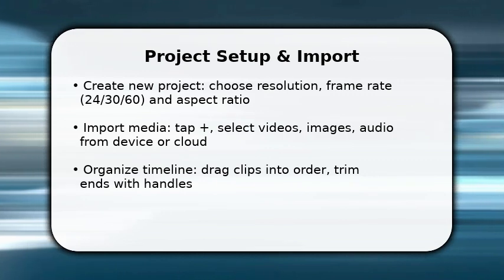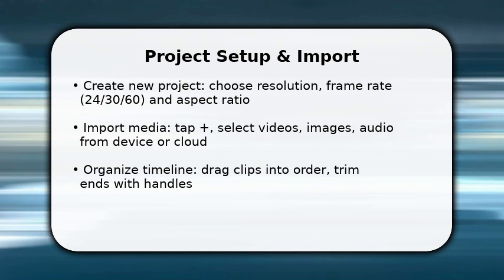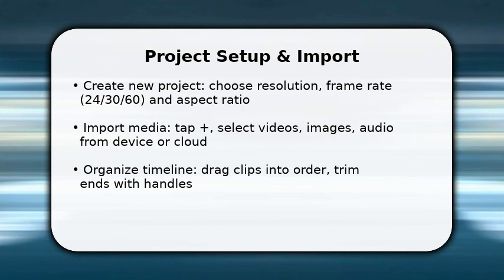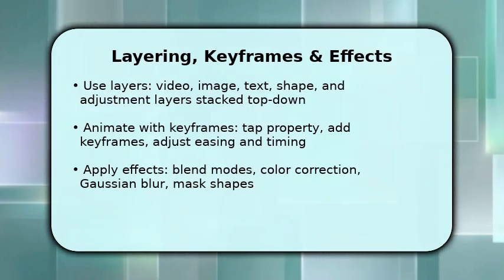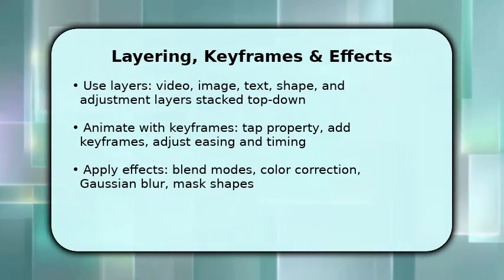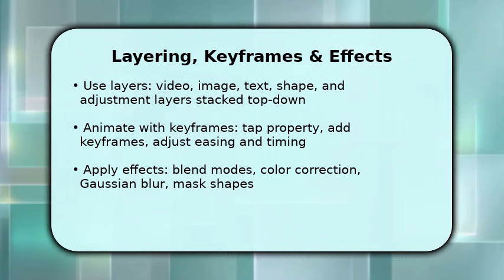Make sure to name layers for clarity and lock background layers you don't want to move, because organized projects save time later. Next, build complexity by stacking layers. Put overlays, text, and adjustment layers above clips for targeted changes. You'll animate properties using keyframes.